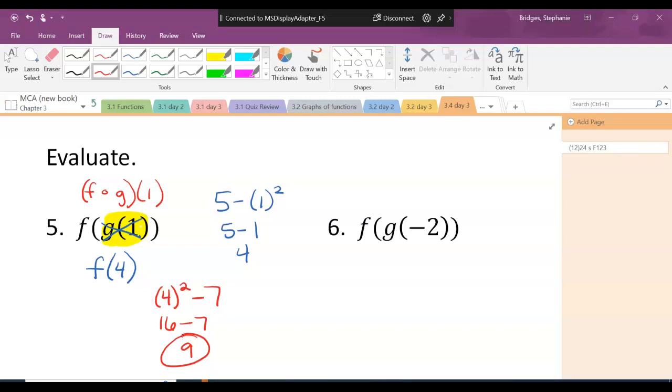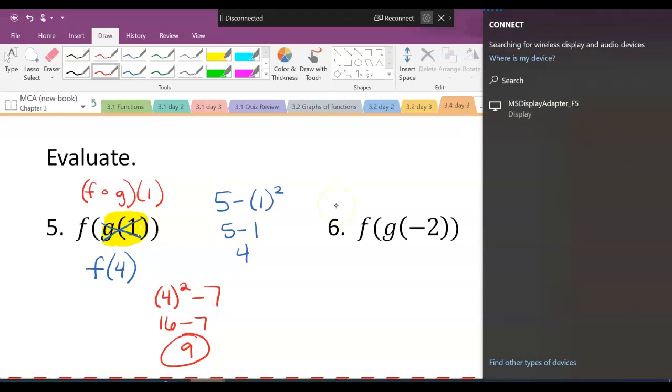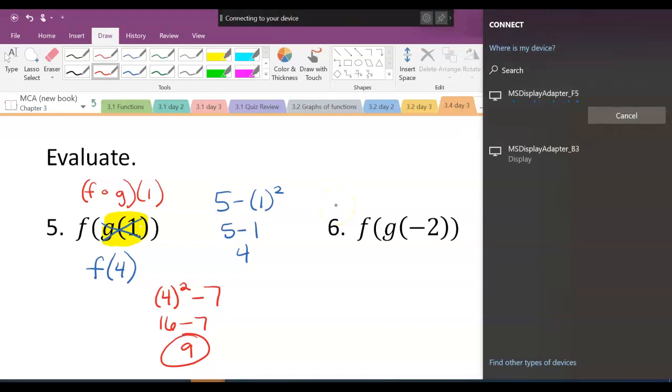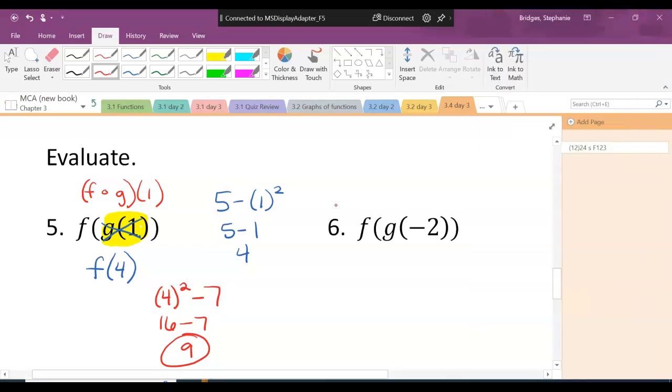So if you will, please try number 6. Again, start on the inside and work your way out. It's f of g of negative 2 that we're finding. F of g of negative 2. So start on the inside. Find g of negative 2, and then whatever result you get from that, we're going to plug it into f. I've got the functions written on the board since I had to slide up and can't see them anymore.